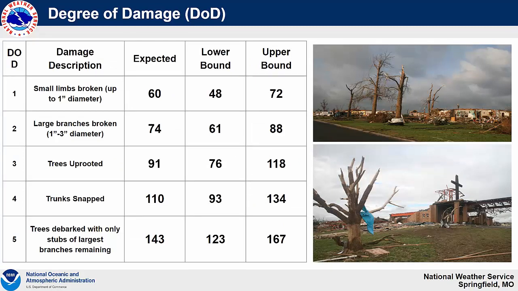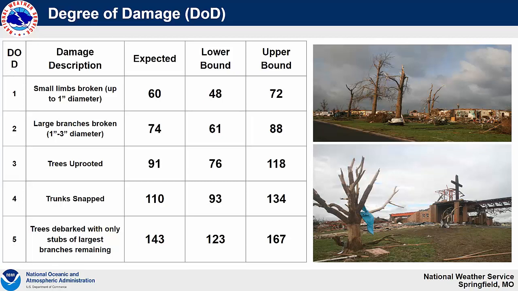From each of those damage indicators on the surveys, we then assess a degree of damage, or DOD. So taking a look at the different DODs on this particular example, this would be the DOD for a hardwood tree. Going 1 through 5 there on the left-hand side shows the more extensive damage the further you go down the DOD list. A damage description with small limbs broken up to 1 inch in diameter is typically going to be somewhere in an expected 60 mile per hour range, with a lower bound of around 48 miles per hour and an upper bound around 72.